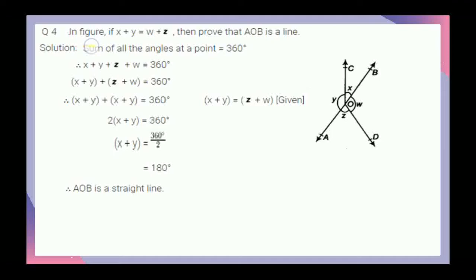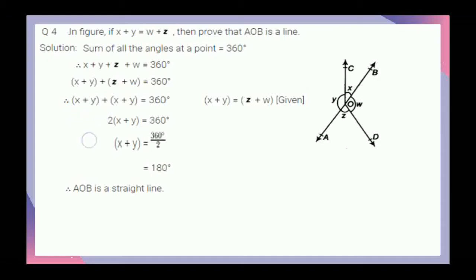Question number 4. In the figure, if x plus y is equal to w plus z, then prove that AOB is a line. Now, x plus y plus z plus w is equal to 360, a complete angle. Now, x plus y we are writing together and z plus w we are writing together. In place of z plus w, we can write x plus y because this is given in the question. x plus y is equal to w plus z.